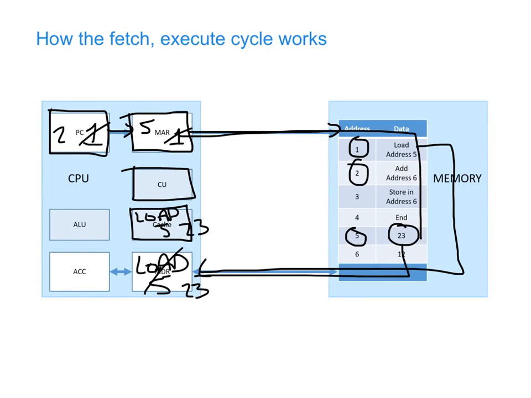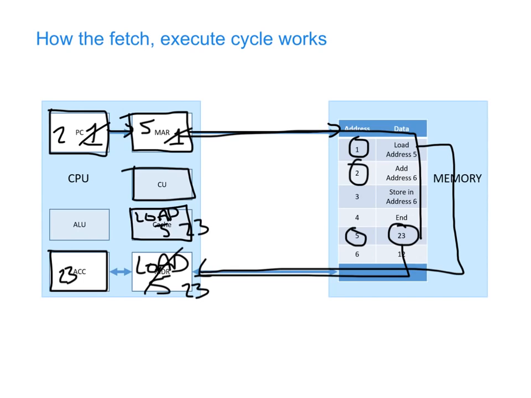Unlike the registers, which are being overwritten every time with new data, the cache will be a slightly bigger piece of memory and we'll be able to store multiple instructions and multiple items of data at once. Our value 23 can now be passed into the accumulator. So that's one instruction that has been fetched and executed.